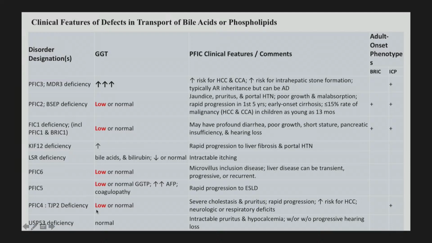And the other new types, PFIC type 4, usually presents with severe cholestasis and pruritus. It is also a very severe form with rapid progression. Neurological and respiratory deficits are also seen in this. That is the tight junction protein associated PFIC. Coming to PFIC type 5, the FXR associated PFIC, it also has rapid progression to end stage liver disease. And PFIC type 6 is seen in conditions which may or may not be associated with microvillus inclusion disease, and they can have varying forms of presentation, including transient, progressive, or recurrent.